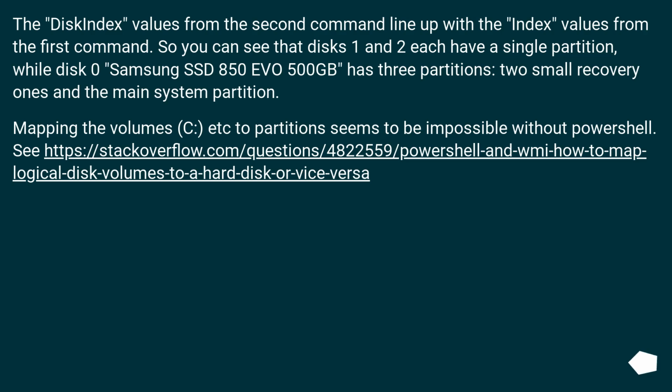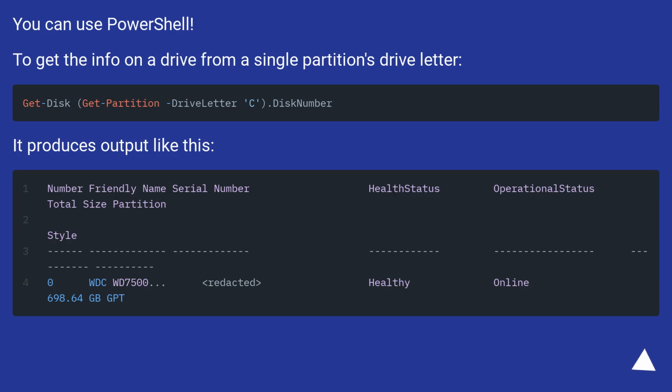Mapping the volumes, C: etc. to partitions seems to be impossible without PowerShell. See this URL. You can use PowerShell to get the info on a drive from a single partition's drive letter. It produces output like this.